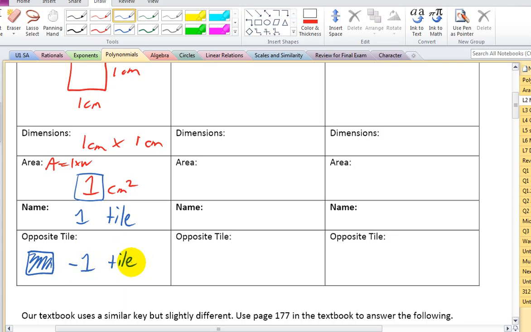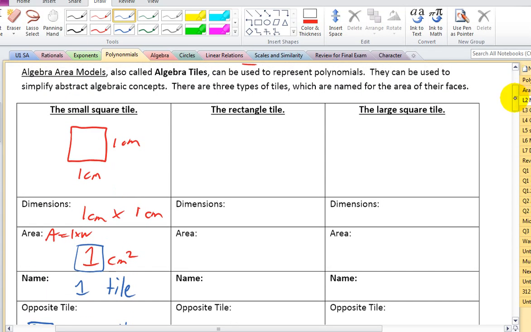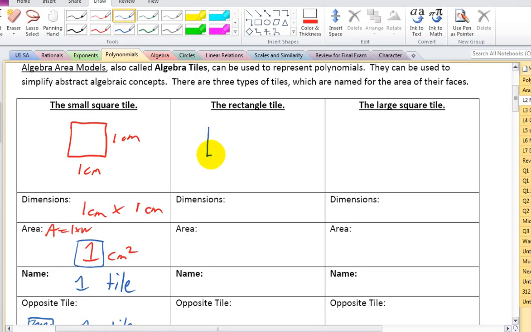And you guys have colors, don't you? So one color would be positive, and the other color would be negative. So the colors tell you whether they're positive or negative. Okay? Good. Then we have a rectangular tile. I'm just using a different color because I feel like it.